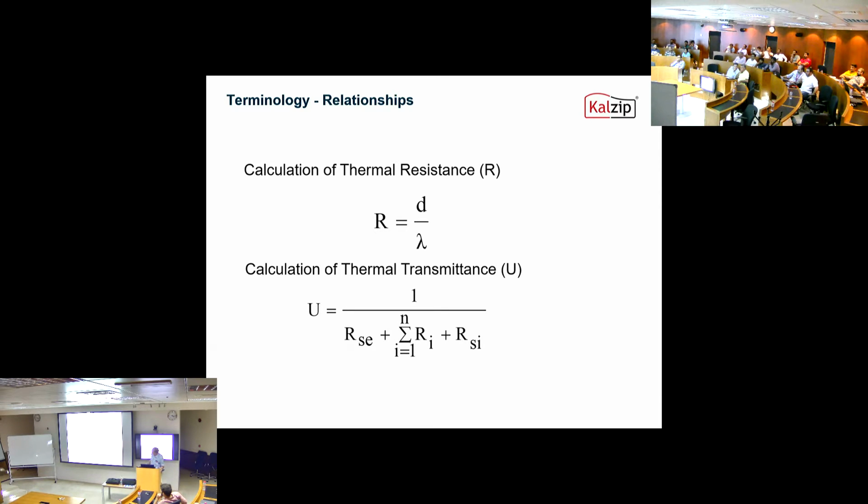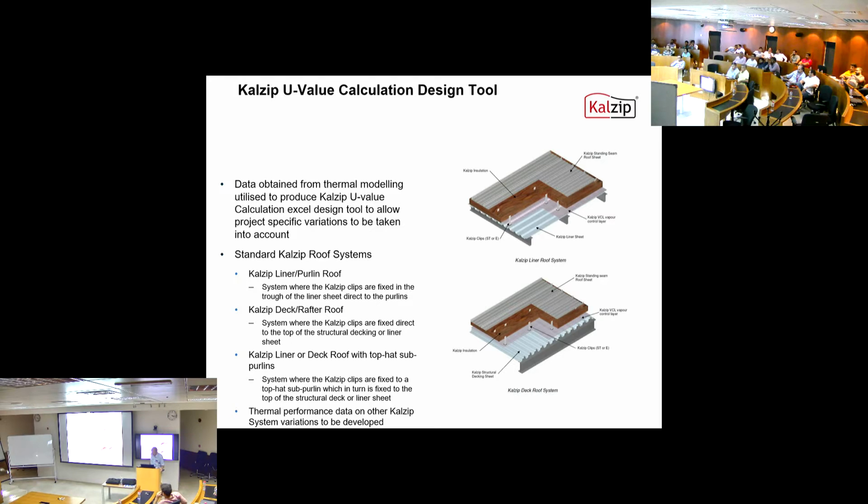That's a quick simplified equation. Resistance is the depth divided by the lambda value, and the thermal transmittance is the reciprocal of that figure. So that's the external resistance, this is the internal resistance, and this is the lambda value or the conductivity of the inner material. These are your standard Calzip constructions. You can't see it off the slide there, but we have a design tool so we can calculate all the thermal performance for all our products. Your liner deck system, your liner roof system, and your structural deck system.